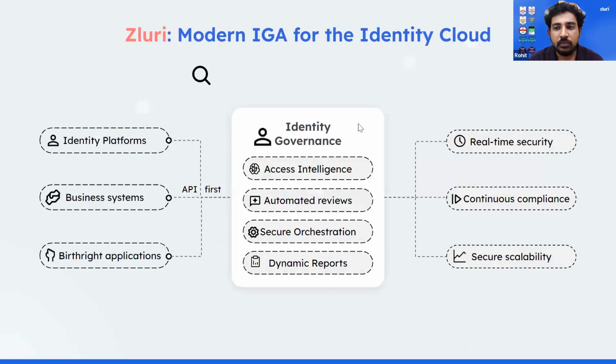And that's why today we're very happy and excited to introduce Modern IGA for the Identity Cloud from Zluri. What we're trying to solve here today are the four key use cases that we see as a challenge in access reviews. The first one being access intelligence, like you said, getting visibility into who has access to what. That's an important question to answer to move forward in solving security and compliance challenges. Having that visibility itself is great value, because you'll be able to take action on that.